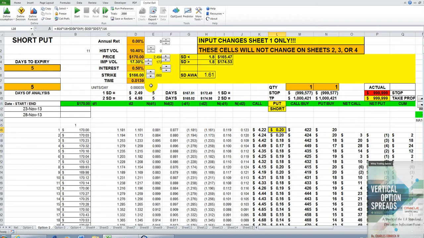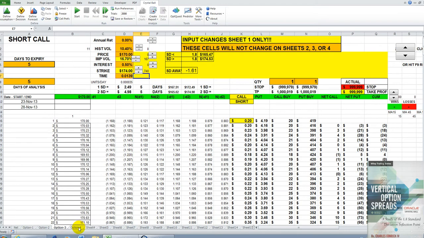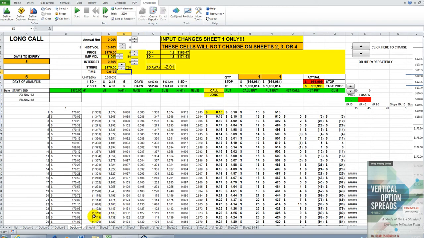We've got a long put at a strike of 165. We've got a short put at a strike of 166. We've got a short call at a strike of 174. And we've got a long call at 175. We're selling a credit spread, and for those of you, you can let me know.